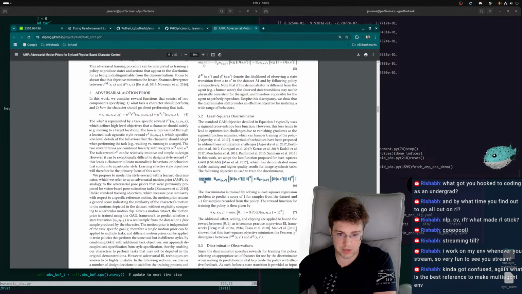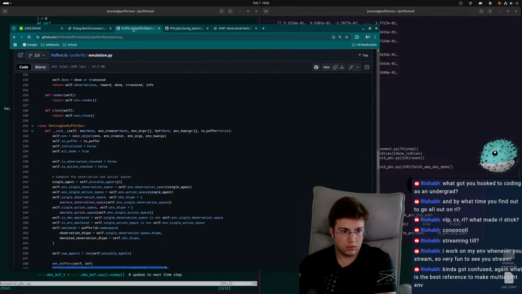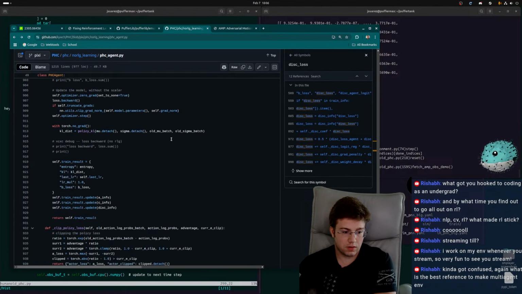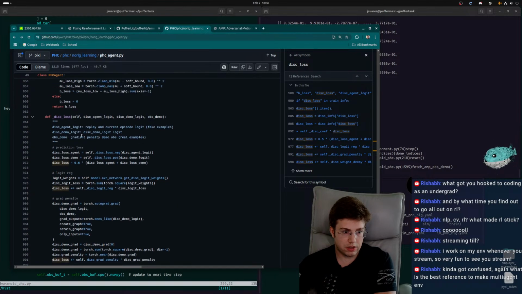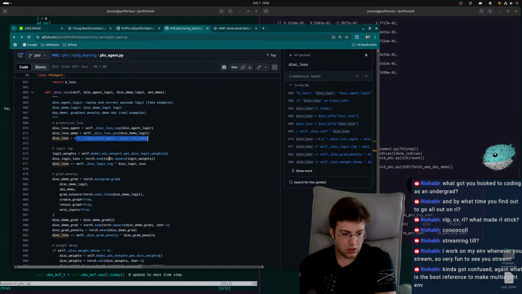So you're saying it's this, but I'm looking at the code and this is not what I'm seeing. Well, look, I mean, you have it right here, the discriminator loss, negative plus positive. Here it is right here, right? Oh, wait, and then they square it. Hold on.